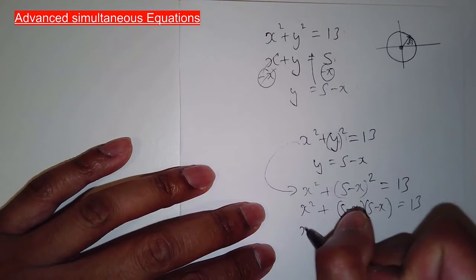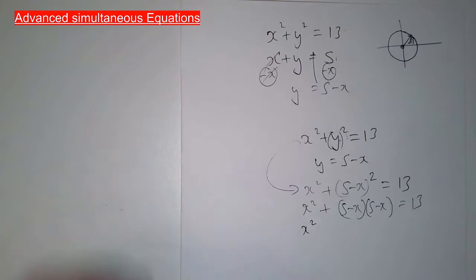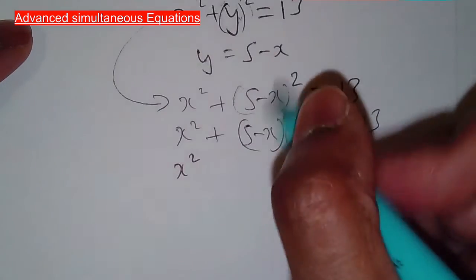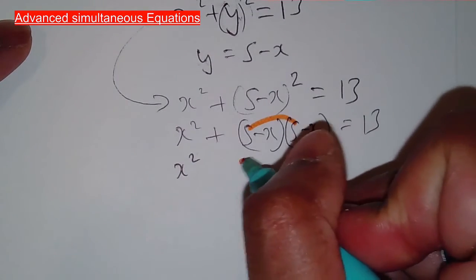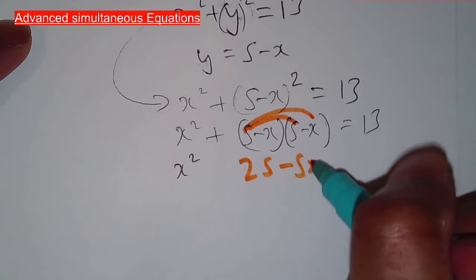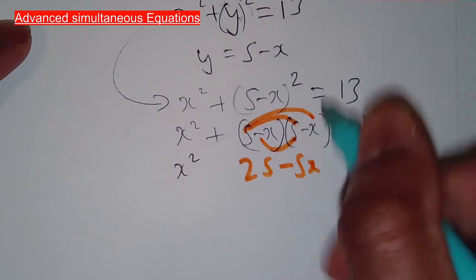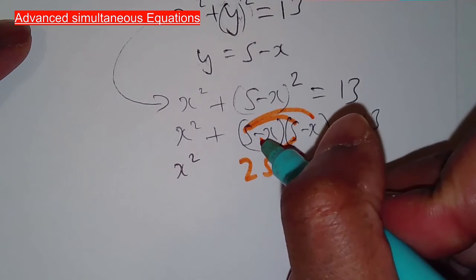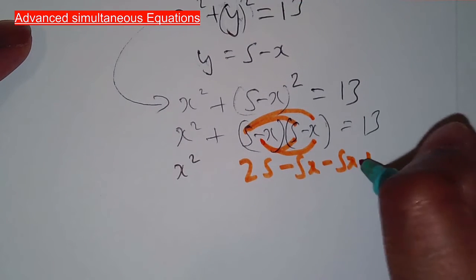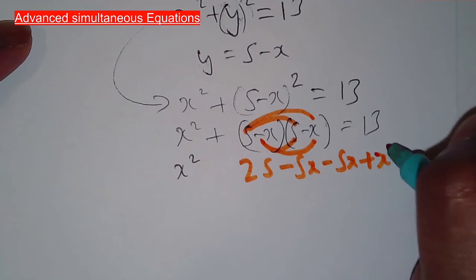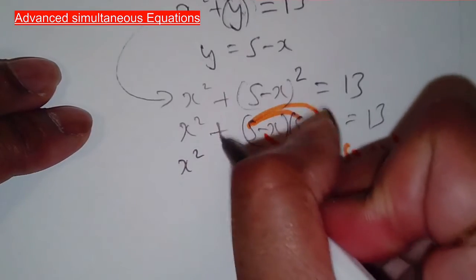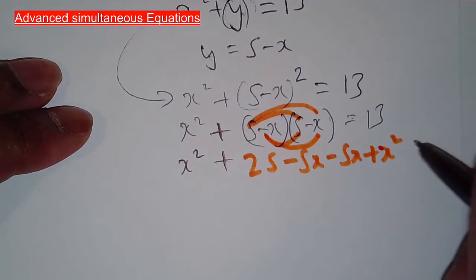So keep the x squared where it is. 5 times 5 is 25. 5 times minus x is minus 5x. Minus x times 5 is minus 5x. Minus x times minus x, two negatives, is plus x squared. Don't forget the equal 13.